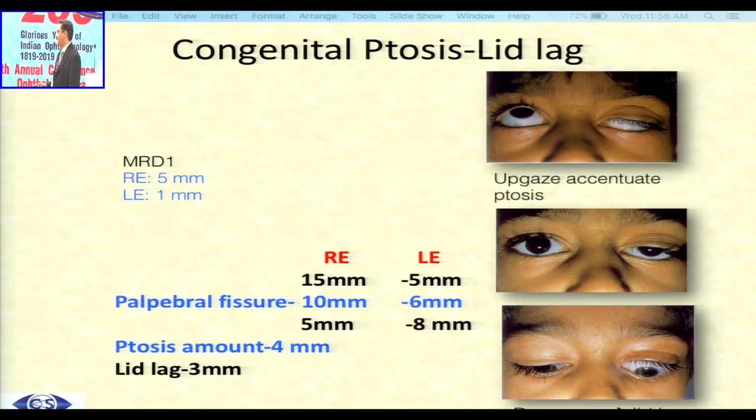Ptosis is 4 mm. How have we come to the conclusion of 4 mm ptosis? Yes, the difference in palpebral fissure in primary gaze is this 4 mm. Similarly, if we check MRD, right eye MRD is 5 mm and left eye MRD is 1 mm. So, again this difference is 4 mm.